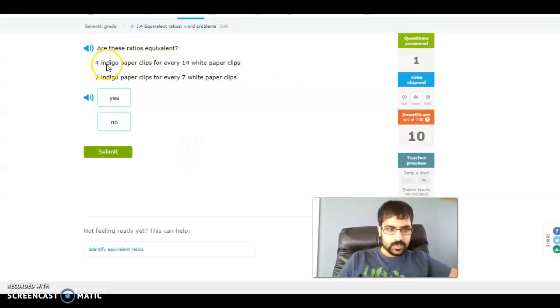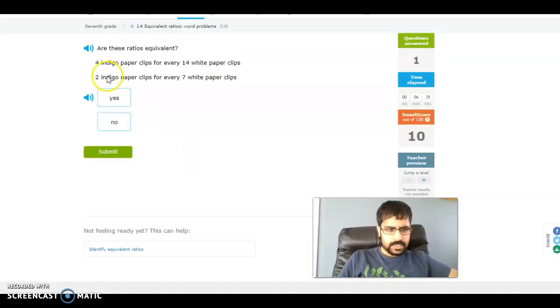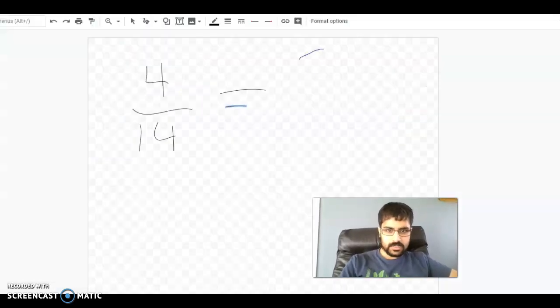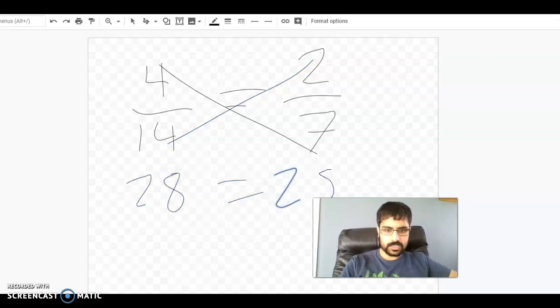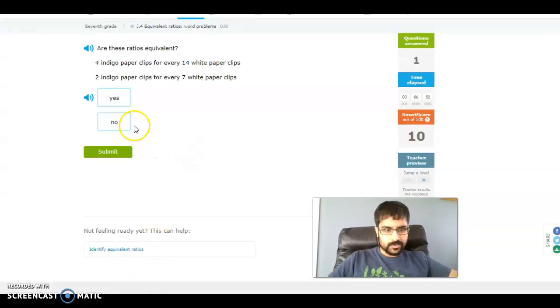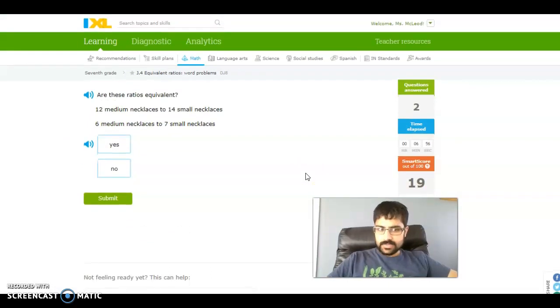I'm a huge fan. So I start by writing this as a fraction, 4 to 14. Put my little equal sign, and then 2 to 7. All right, my next step, cross multiply to get the cross product, and 7 times 4 is 28, 14 times 2 is 28, bada bing, bada boom, they look equal to me, and IXL thinks so as well. Sometimes they won't be equal. We'll hopefully find an example of that soon, but let's look at another example.